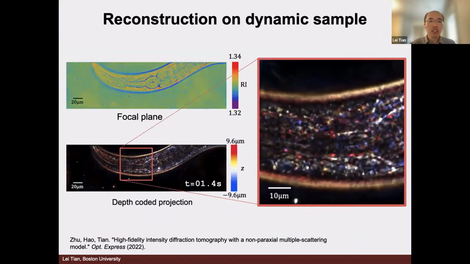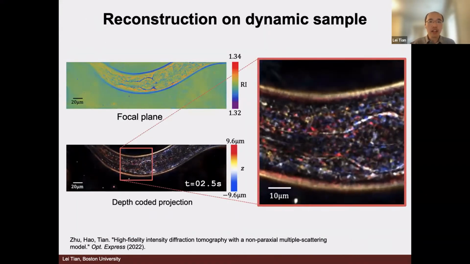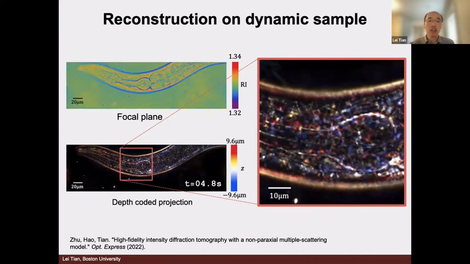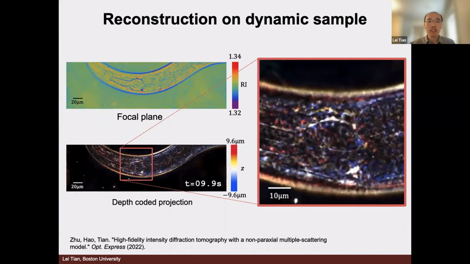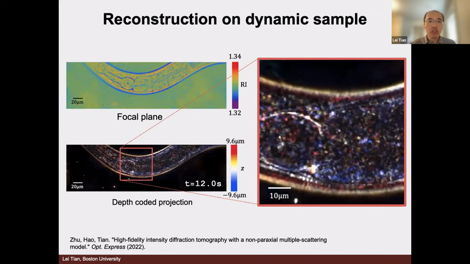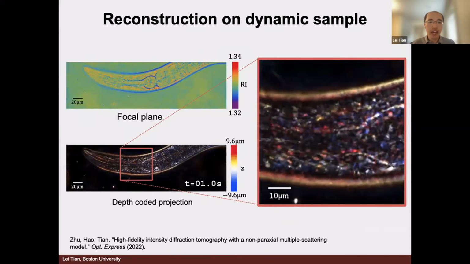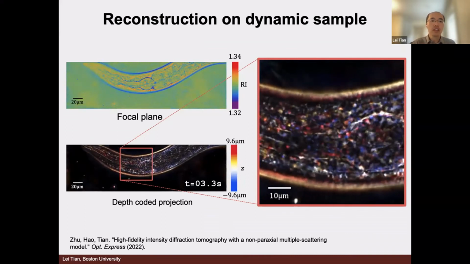So of course we can apply this to this entire live data set. And although, like I mentioned, the forward model looks complicated, we can implement it very efficiently using GPUs. So this is not too much of a daunting task. Okay, so we can do this on the live C. elegans as well.